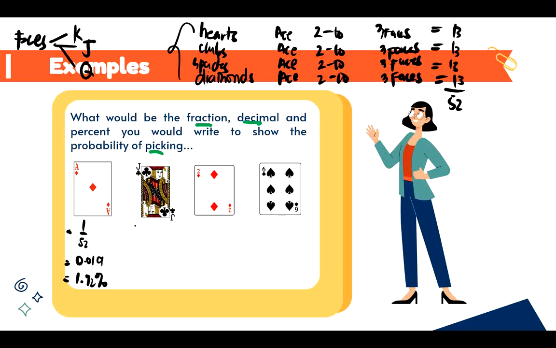Okay? So if there is one ace of diamonds, there is also only one jack of clubs, the 2 of diamonds, and the 6 of spades. All of them are 1/52. Based on the instruction, we are asked for the fraction, decimal, and percent. So all of them are the same, because each of them has only one in those 52 cards. Okay?